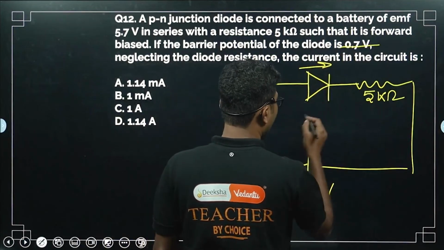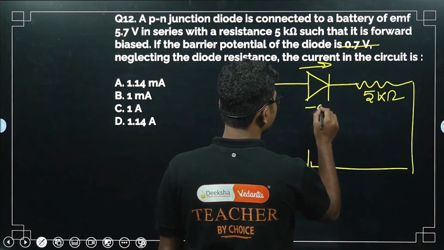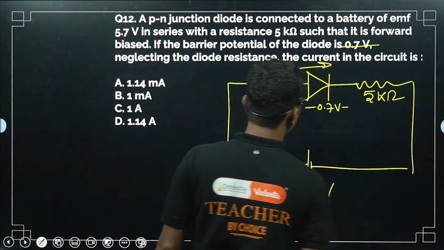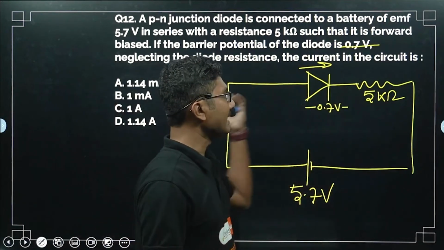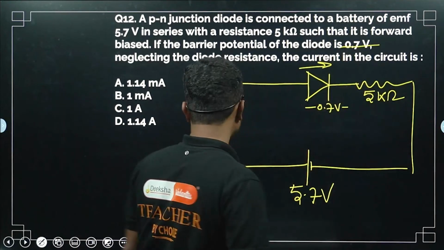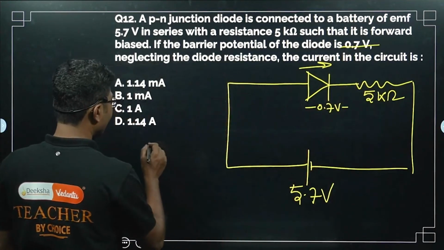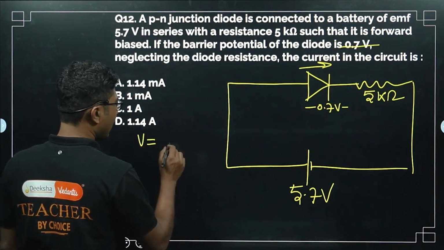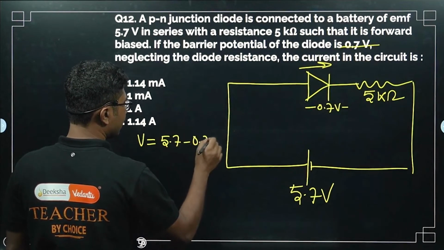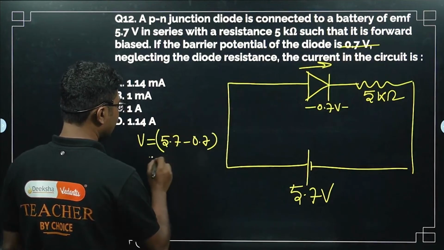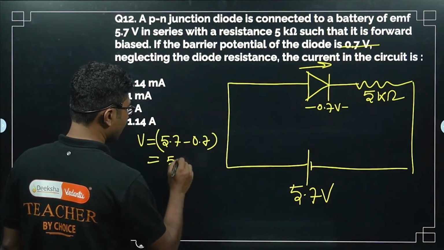And what else? The barrier potential is 0.7 volt. So we know that barrier potential is absorbed by the diode. Whatever the rest of the voltage is, that is allowed to pass through it. So what is the effective voltage? Effective voltage is given by the source voltage minus barrier voltage. This is the actual voltage that is driving the current. So 5 volt is the effective voltage.